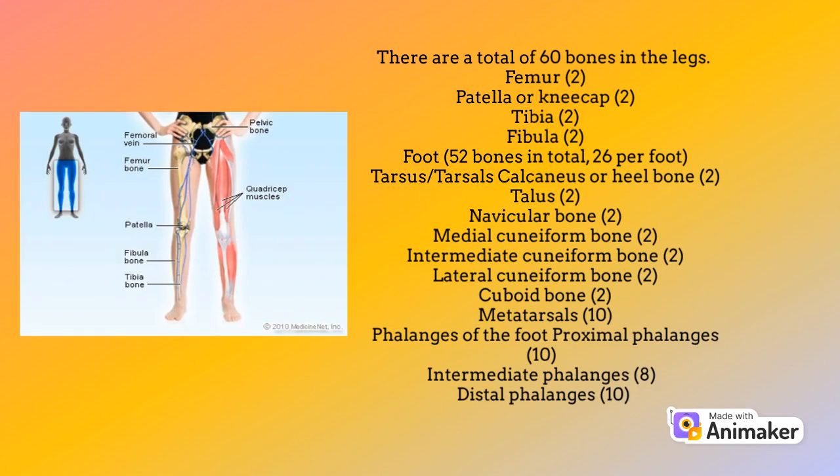60 bones in the legs. Femur: 2. Patella or kneecap: 2. Tibia: 2. Fibula: 2. Foot: 52 bones in total, 26 per foot. Tarsus, tarsals: Calcaneus or heel bone 2. Talus 2. Navicular bone 2. Medial cuneiform bone 2. Intermediate cuneiform bone 2. Lateral cuneiform bone 2. Cuboid.